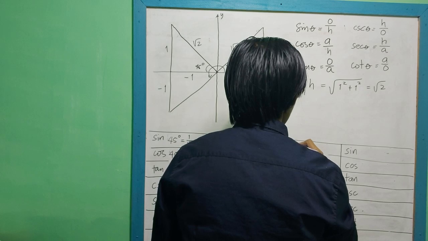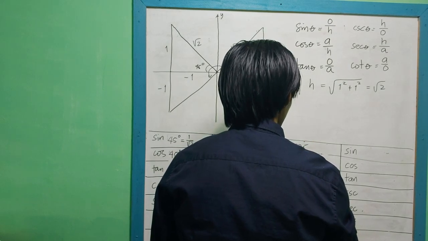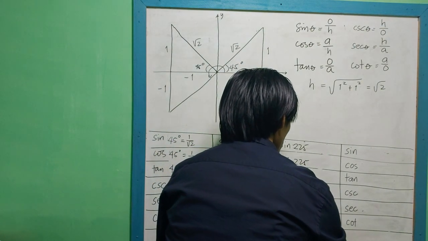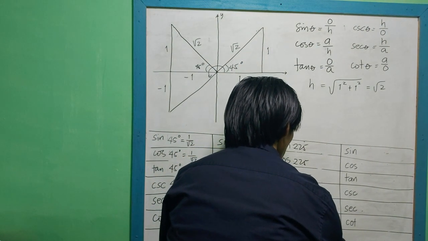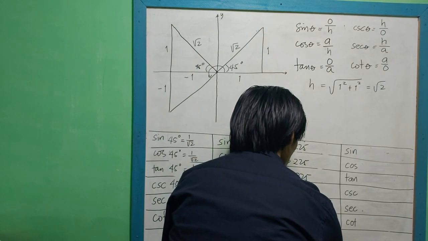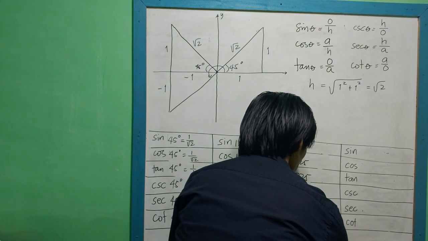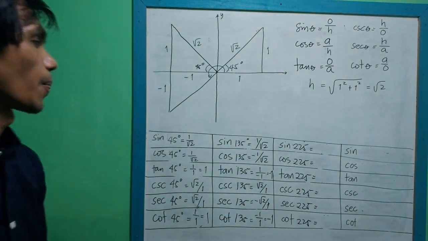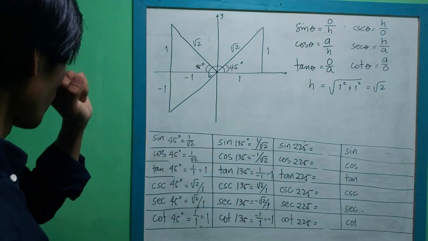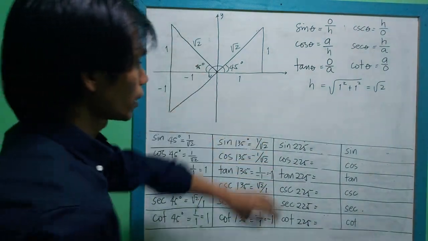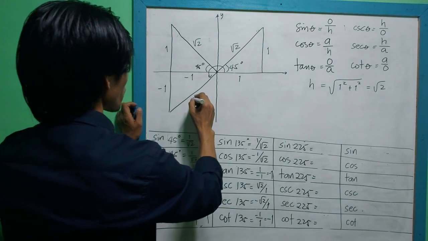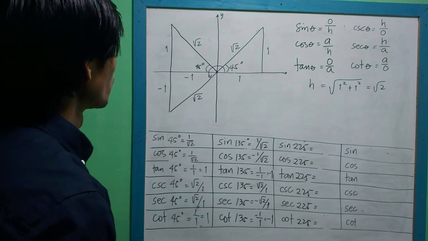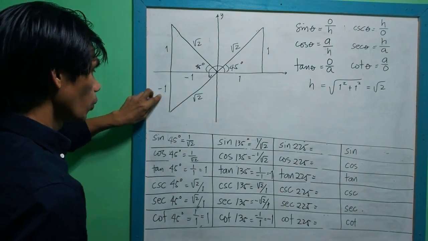225. So, we have sine 225, cosine 225, tangent of 225, cosecant of 225, secant of 225, and then cotangent of 225. Okay. So, hanapin natin yung values niya. Ayan. Hanapin natin yung values niya. So, sine 225 is opposite over hypotenuse. Ang hypotenuse pa rin natin is square root of 2. So, opposite, that is negative 1/2.